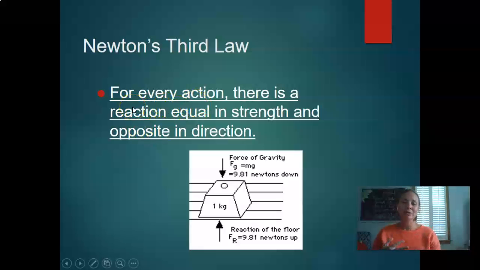So what's occurring is that we're now taking into account the total forces that are acting on an object. So if we look at this picture here, we can see there's a 1 kilogram weight that is on the floor. And the floor is pushing up on the weight at 9.8. We've heard that term before. That's gravity here on Earth.